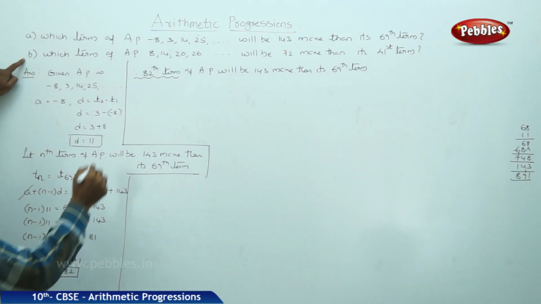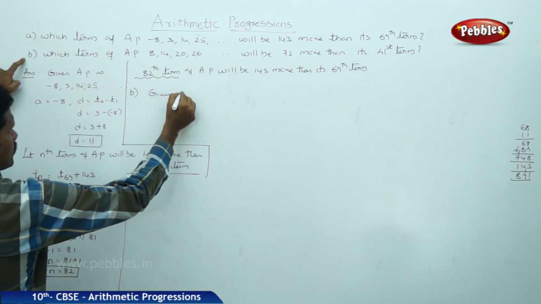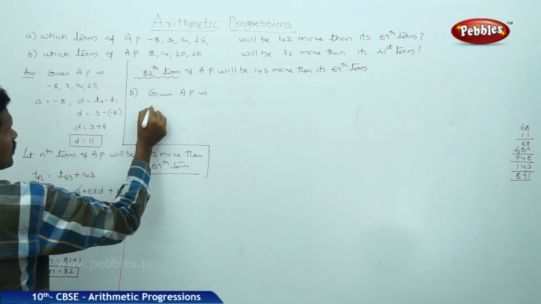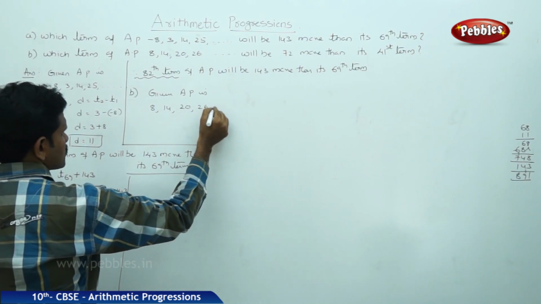Now, let us consider the B part. The given AP is 8, 14, 20, 26 and so on.